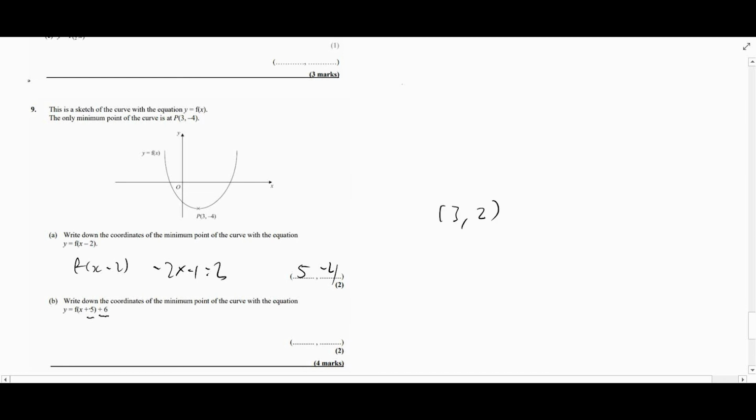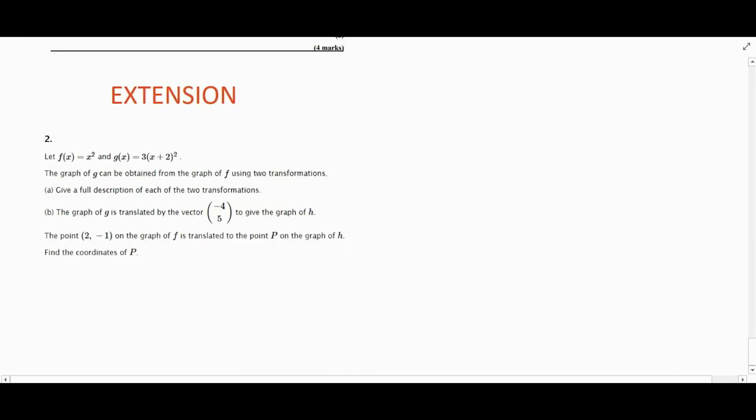However, you also have to not forget that there is an x transformation here as well, which is the plus 5. So again, 5 times minus 1 gives you minus 5, which means a transformation in the minus x direction. So you'd be taking away 5 from this, which would just leave you with (-2, 2). Here's the last question, which is an extension.